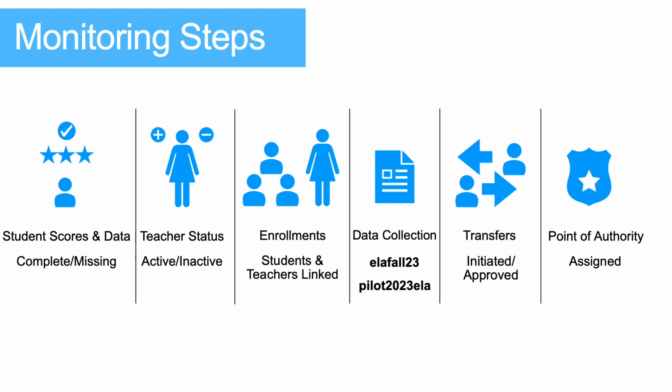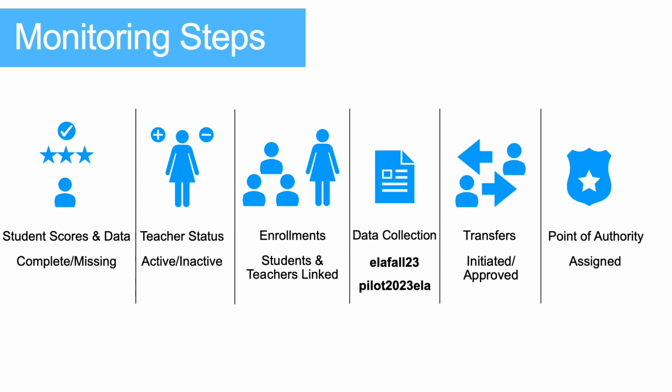So we've provided this kind of sequence, if you will, of things for you to think about and check on along the way. The first is that you are in fact receiving student scores and data, and that you're checking to make sure that the data is complete. And if there's anything missing, that you're going back and checking and talking with the teachers to make sure that you're able to get those scores entered.